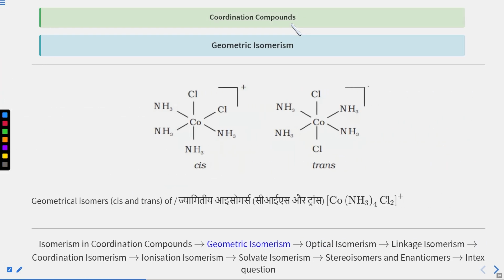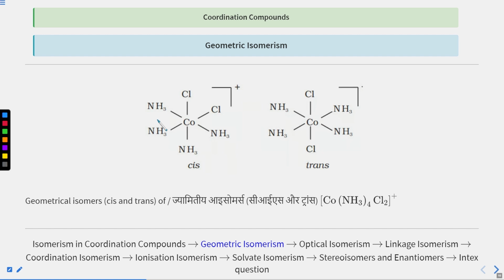Now let us see an example of this. So you can see very clearly it is of the type MA2B4. So this is A2 and 4 B's are there in the form of NH3. So this sits in which both Cl are on the same side, and this one is trans in which both Cl are on the opposite side. Clear? Okay.